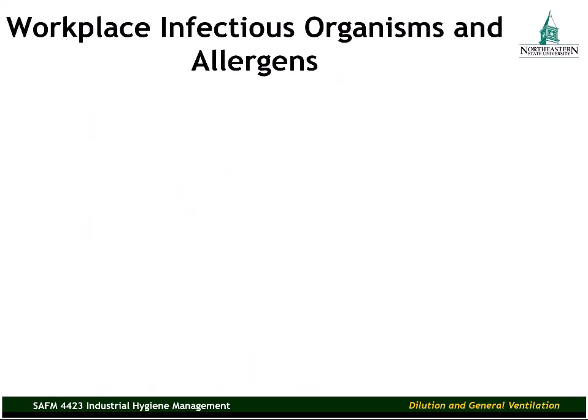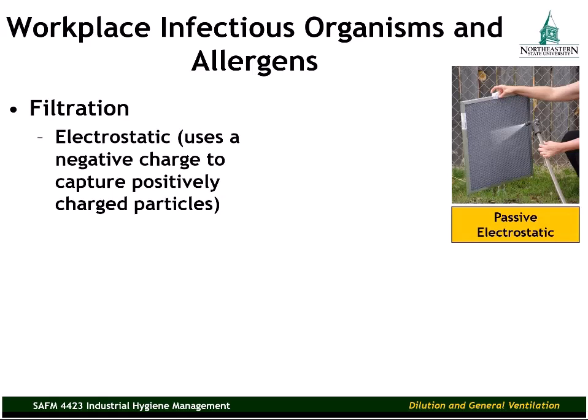Another concern, and we're all getting a good lesson in infectious organisms and allergens with what's going on with coronavirus, is something we can address with our ventilation system. We can provide filtration designed to capture microorganisms. One type of filter is the electrostatic filter, and there's a picture of a passive electrostatic filter, which uses a negative charge to capture positively charged particles.